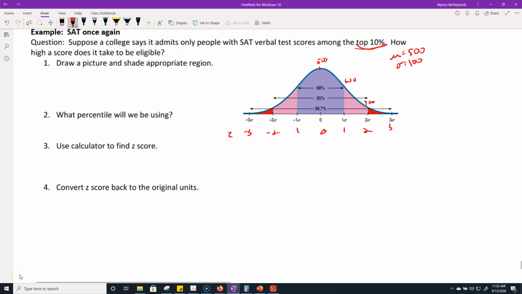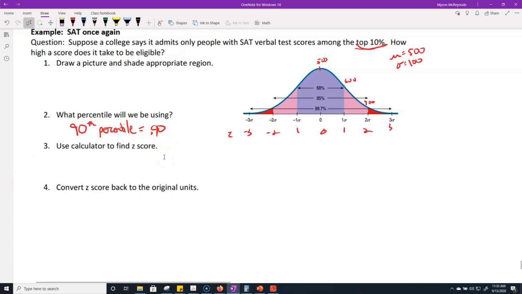And what percentile will we be using? If you want to be in the top 10%, that means you beat 90% of people. That is the 90th percentile. Remember, percentile is the percentage of people that scored less than you. The 90th percentile would be 0.90 as a decimal, because when you think of percentages in a calculator, they need to be in decimal form.